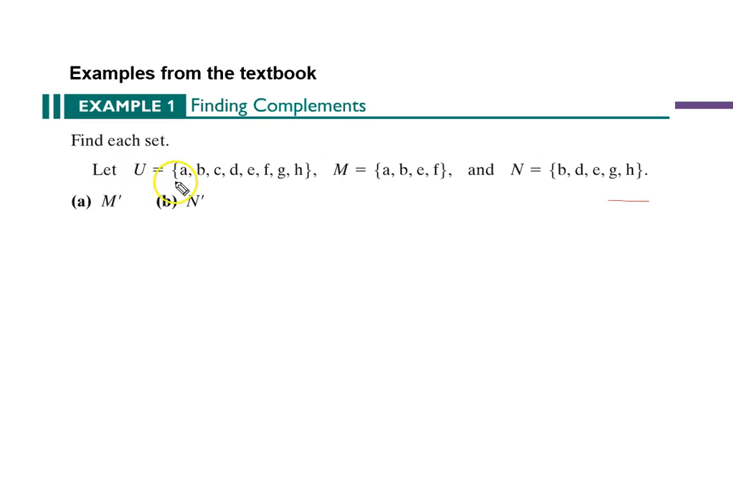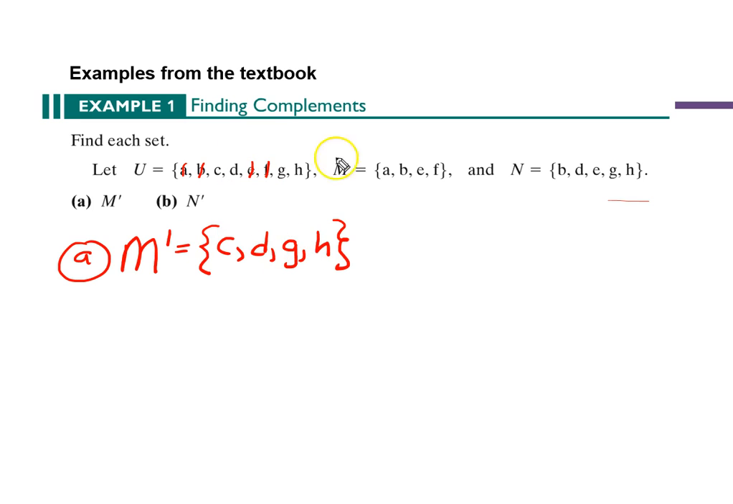So let's take a look at number 1 here. This is our universe. This is set M, which is a subset, and this is set N, which is a subset. But we want to find, for letter A here, the complement of M. Now, how do we do that? Well, a suggestion would be you eliminate the elements of M from our universe. So we want to eliminate A. We want to eliminate B. We want to eliminate E. And we want to eliminate F. So what are we left with? A C, a D, a G, and an H. And that's a method for doing it.